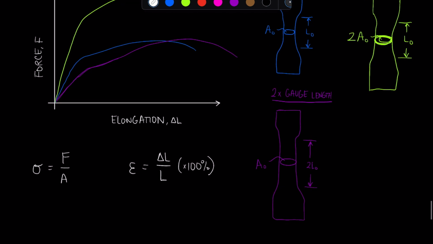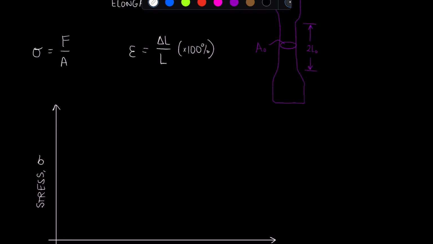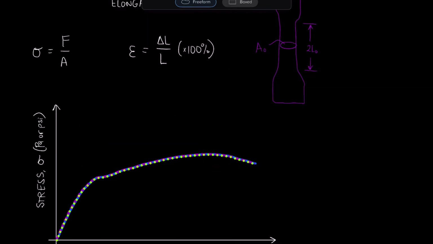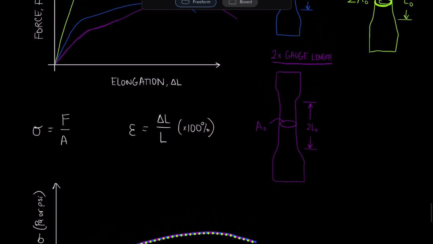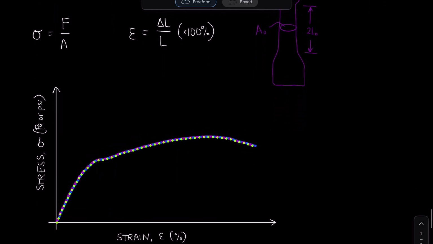Okay, so let's take a look at what our stress-strain curve might look like for this material. All right, for all three of the specimens that we looked at, no matter the gauge length or the cross-sectional area, we're going to get the same stress-strain response. And that's because when we look at stress, we're looking at the amount of force that a material is holding over a particular cross-sectional area.